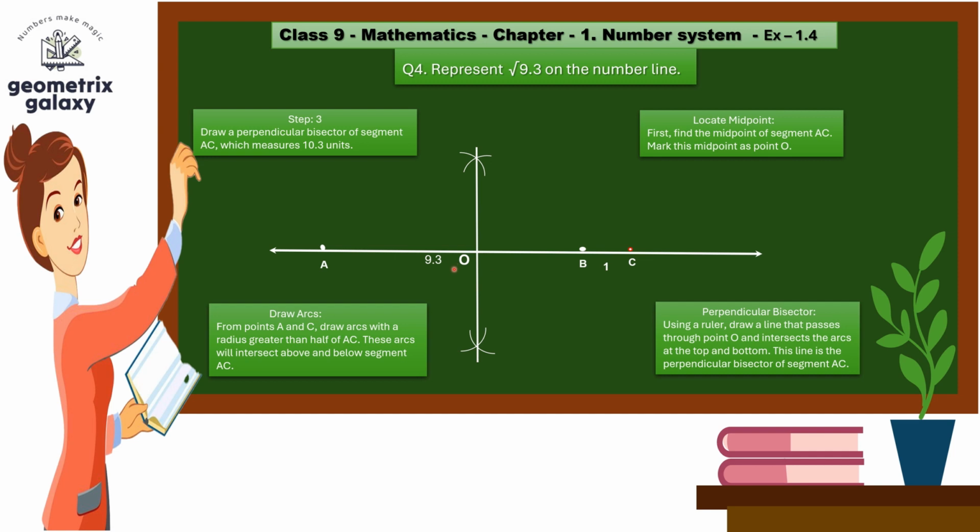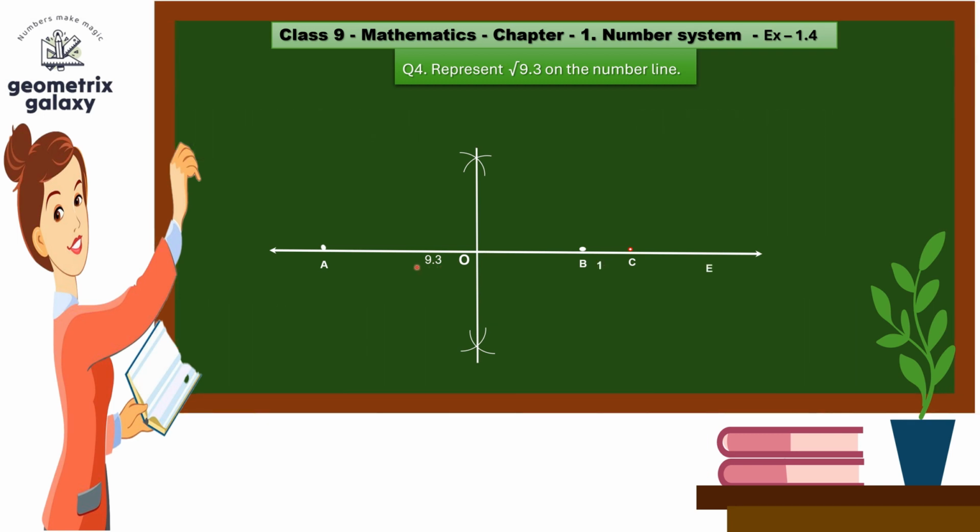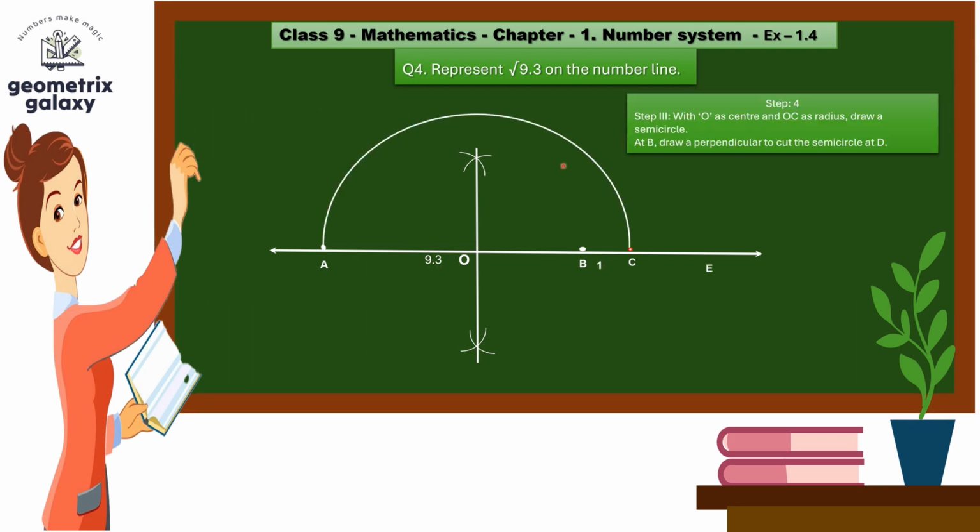Now we need to take OA or OC as radius and draw a semicircle from A to C. Using your compass, by keeping your metal tip at O and pencil tip at A, you have a point B between A and C. From there, you need to draw a perpendicular with the help of your protractor. Name the cutting point of the perpendicular line and the semicircle as D.